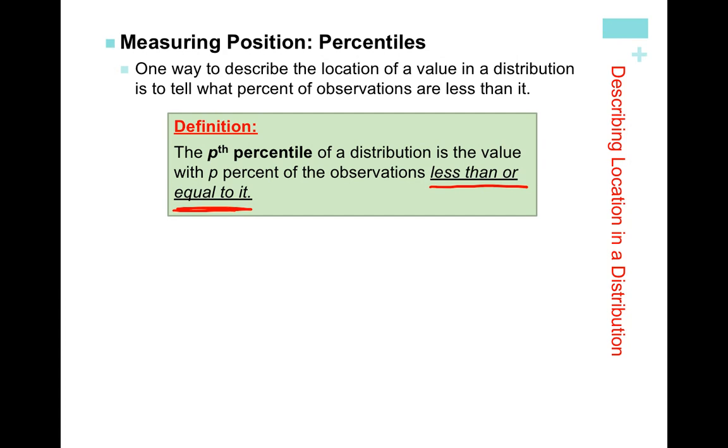So if your SAT score is at the 85th percentile, that means 85% of people scored the same as you or lower than you on the SAT.